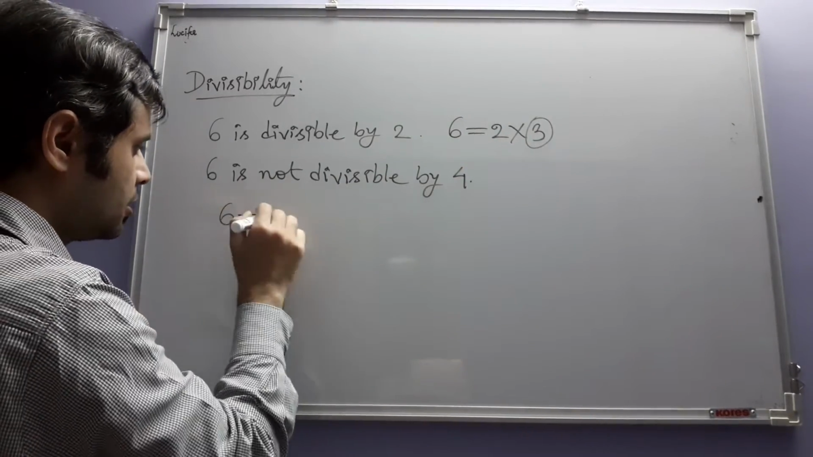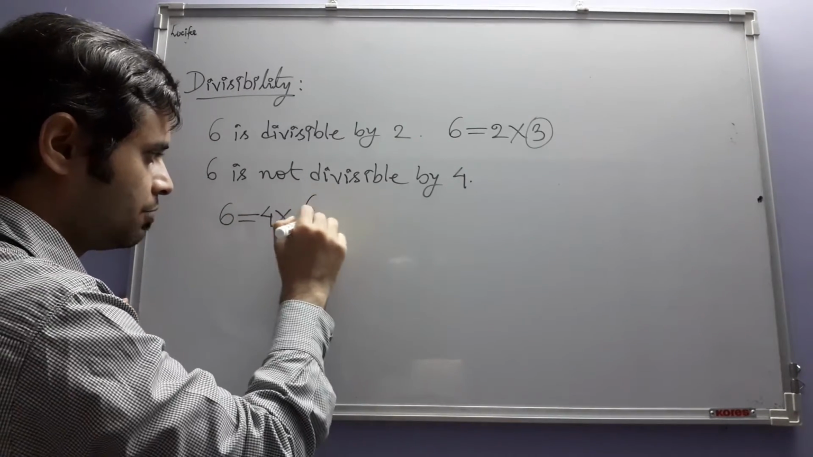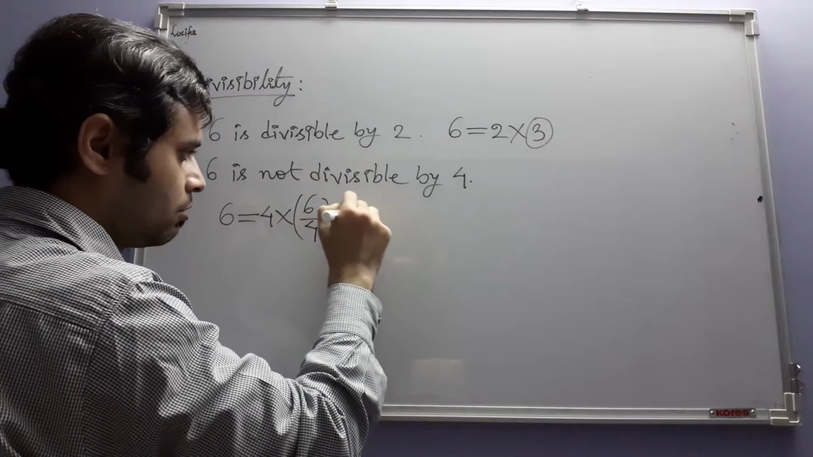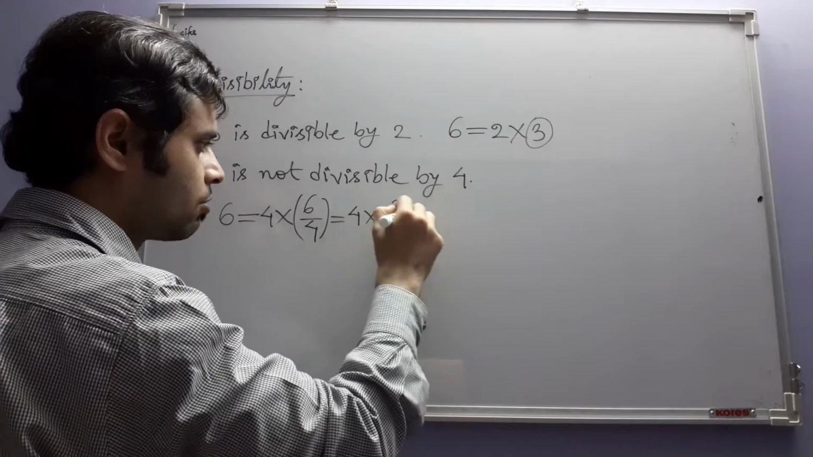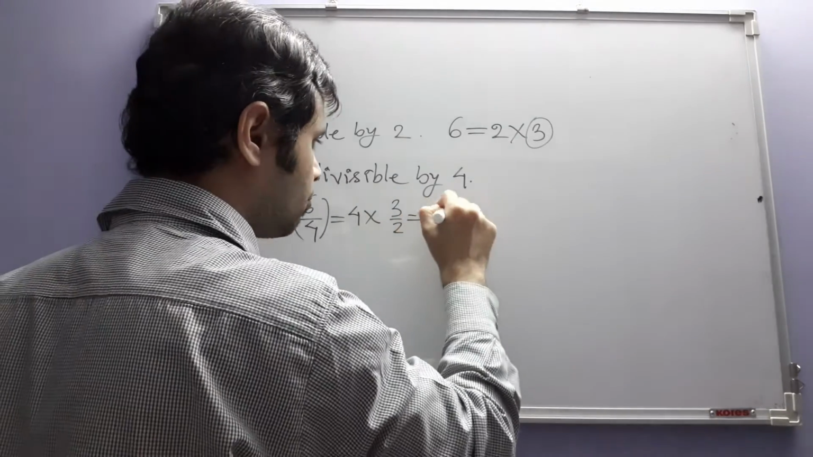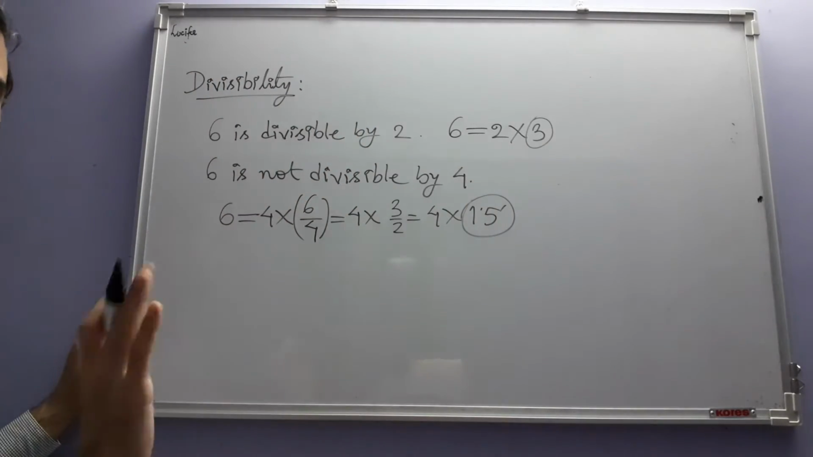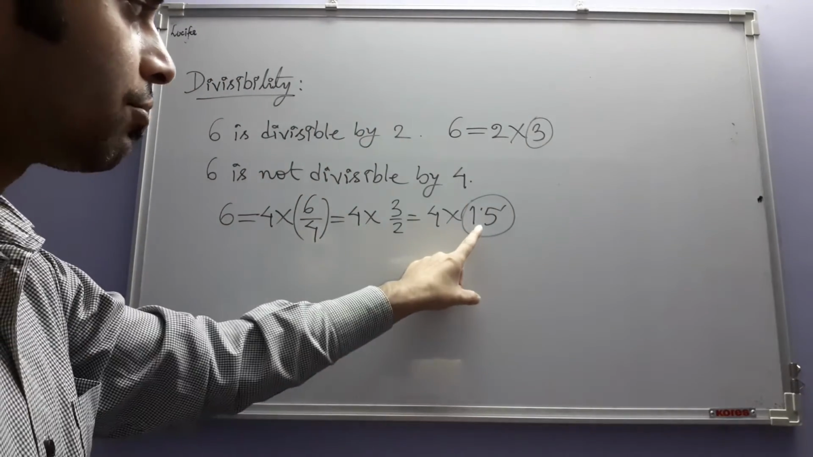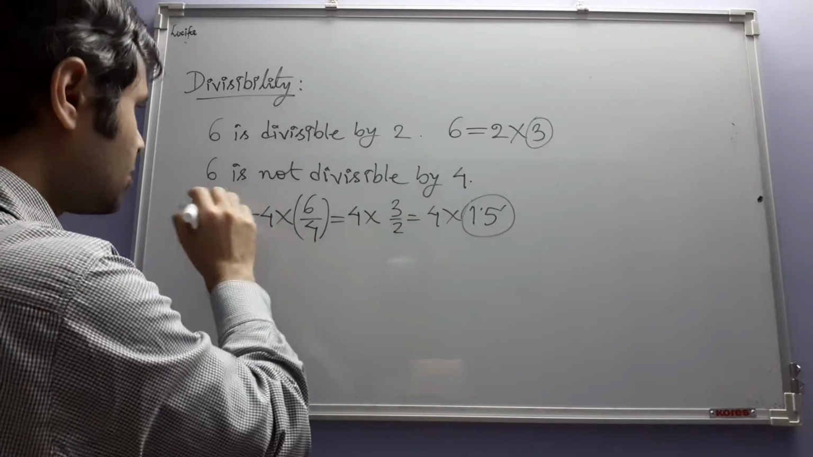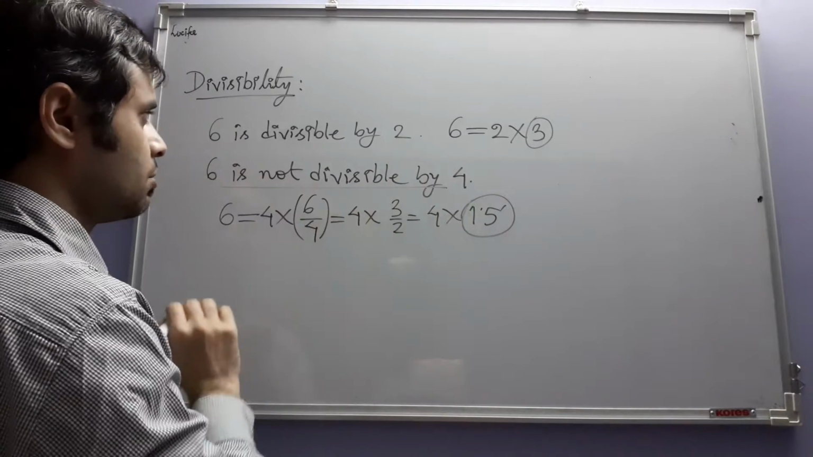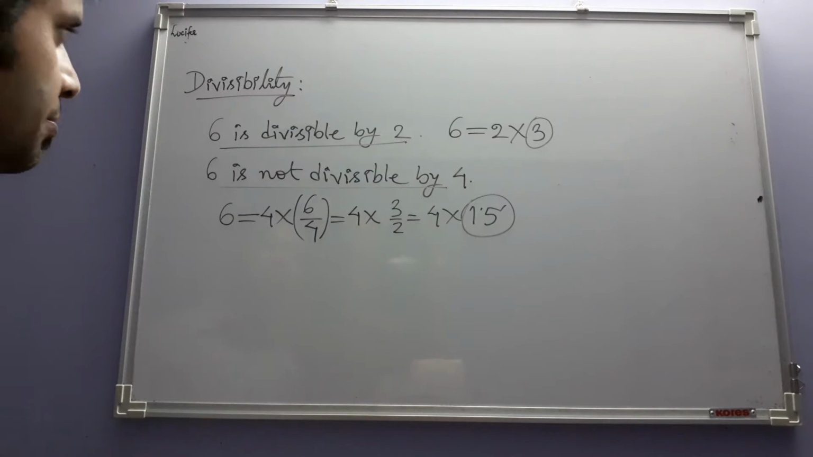However, if you write 6 as 4 times something, that something of course is 6 by 4. You can simplify it as 3 by 2, or it becomes 4 times 1.5. Now this 1.5 is not an integer, it's a fraction. It's a rational number which is not an integer. So that's why 6 is not divisible by 4 and 6 is divisible by 2. These concepts are well known.